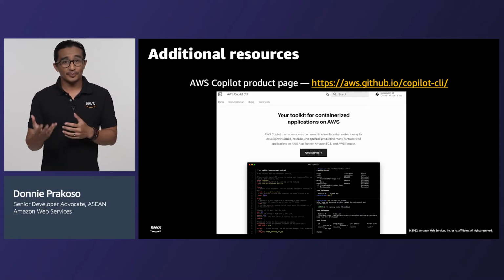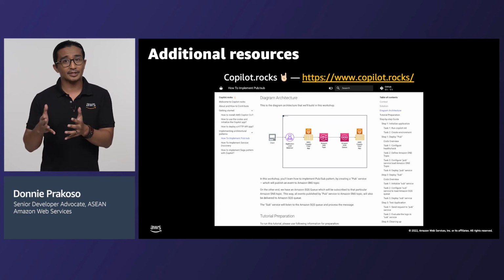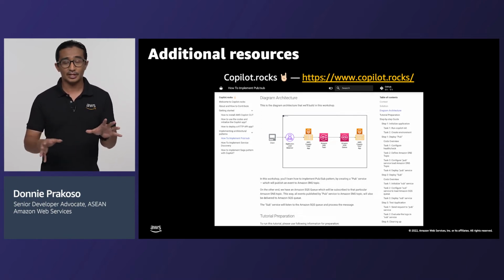If you want to explore more about AWS Copilot, here are a few additional resources for you. First, the AWS Copilot product page, which holds important information about the concepts that you can use to get started. And for those of you who want to dive deeper into more architectural patterns that you can build with AWS Copilot, you can go to copilot.rocks. On this site, you will find how to implement various architectural patterns, from service discovery to architecting the pub/sub pattern, along with code and step-by-step guidance.